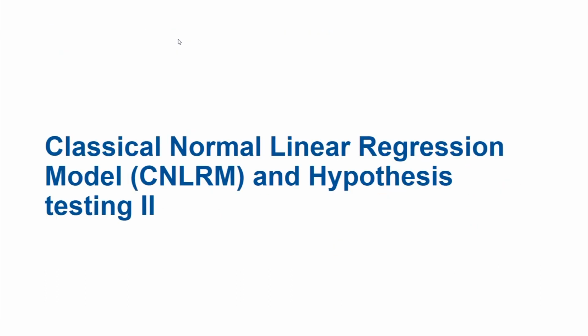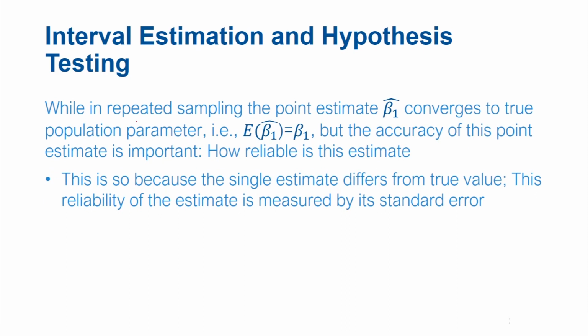In this video, we'll conclude our discussion on hypothesis testing with the classical normal linear regression model. Please remember, in repeated sampling, the point estimate, that is beta 1 hat, converges to the population parameter, which is beta 1. This suggests that if you have a number of samples, the mean of beta 1 hat will converge to the population parameter beta 1. However, we do not have the luxury of working with many samples, and often we are left with one sample. Even that is a very small sample compared to the overall population.